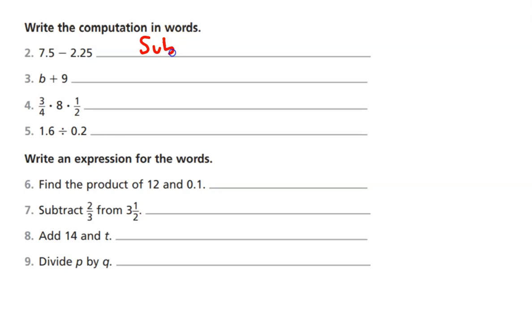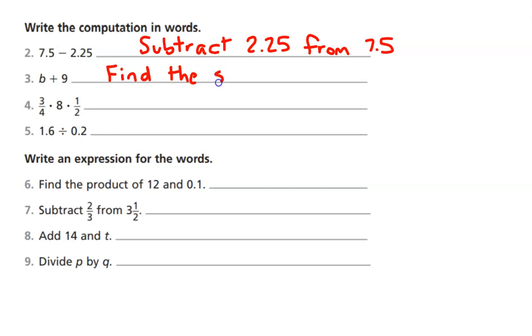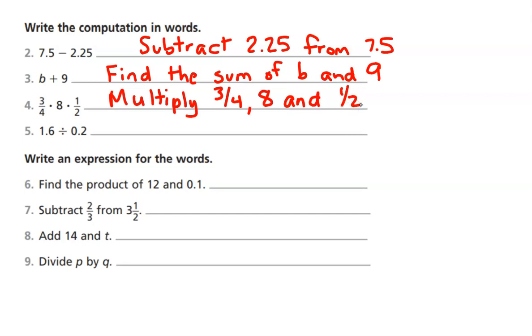This first one would be subtract, and yes, you need to write these with me. Subtract, we'll say 2.25 from 7.5. Another thing you could have said is just the difference between 7.5 and 2.25. Something like that would work. Next one you could say find the sum of b and 9. The next one's product. But we're going to make it easy. We're just going to say multiply 3/4, 8, and 1/2. Easy enough. And then on the last one, we could just say divide 1.6 by 0.2.